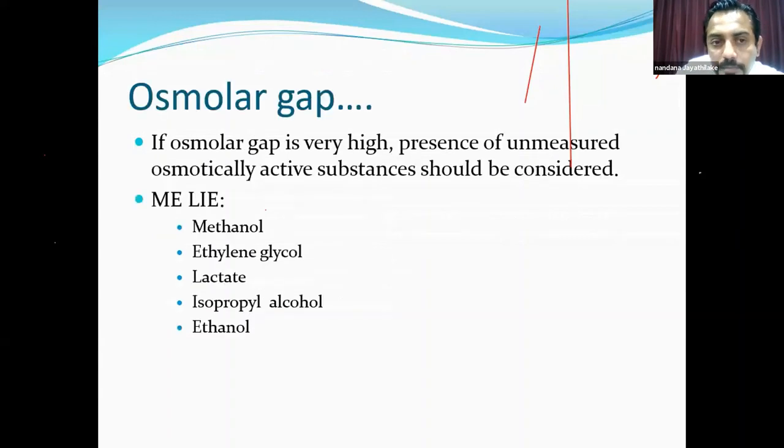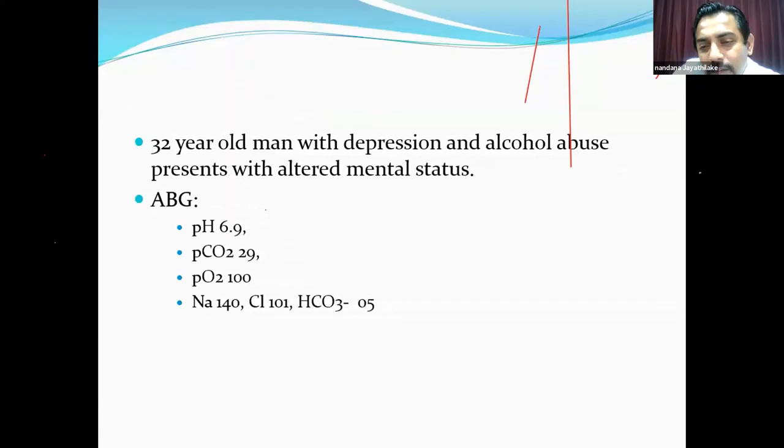What makes the osmolar gap? If the osmolar gap is very high, the presence of unmeasured osmotically active substances should be considered. It could be ethanol or methanol, lactate, isopropyl alcohol, or ethylene glycol; all these are unmeasured osmolar gap substances. Ethylene glycol is engine antifreeze. Lactate, you know. Ethanol is one of your friends. So they make the osmolar gap, or they make the acidosis as well. Good. Now we'll move to another example.